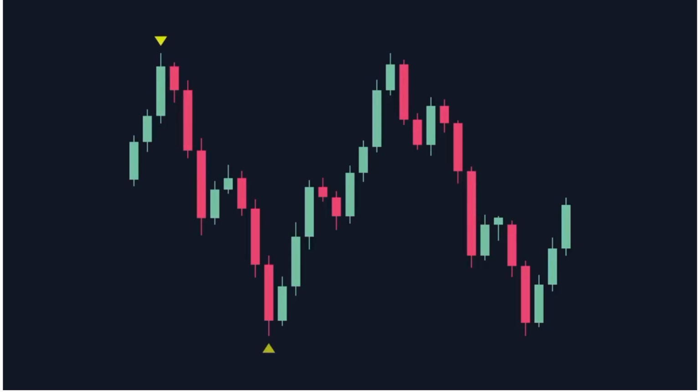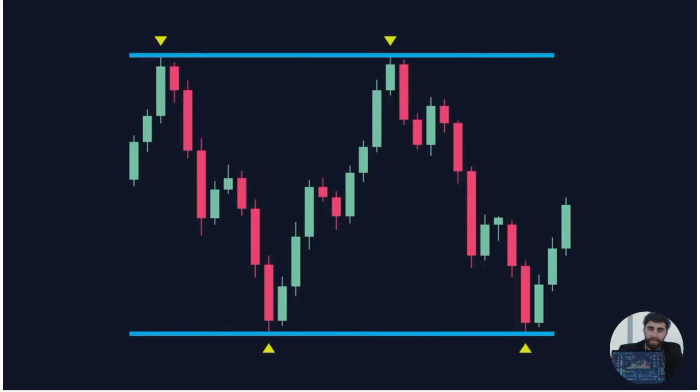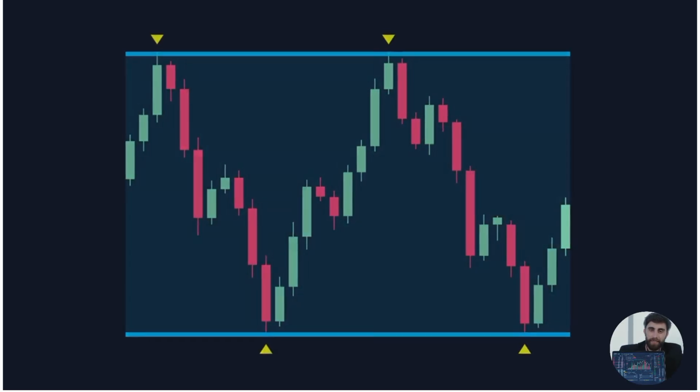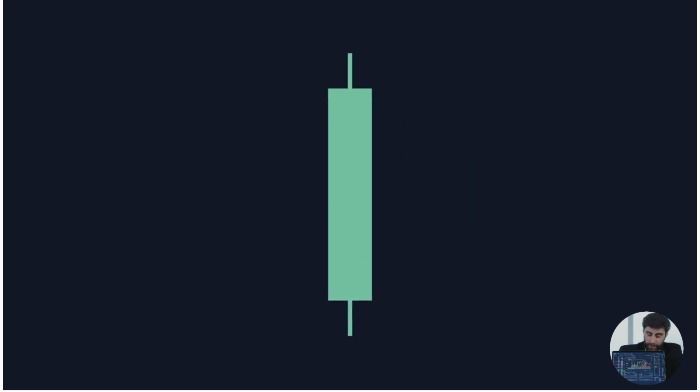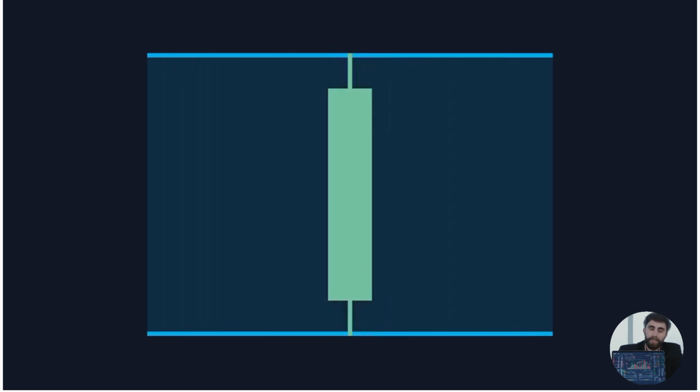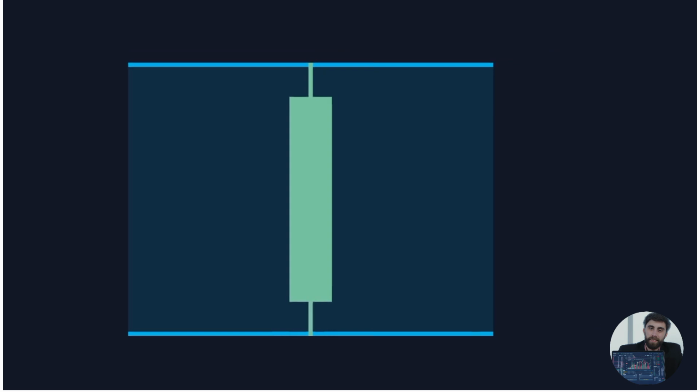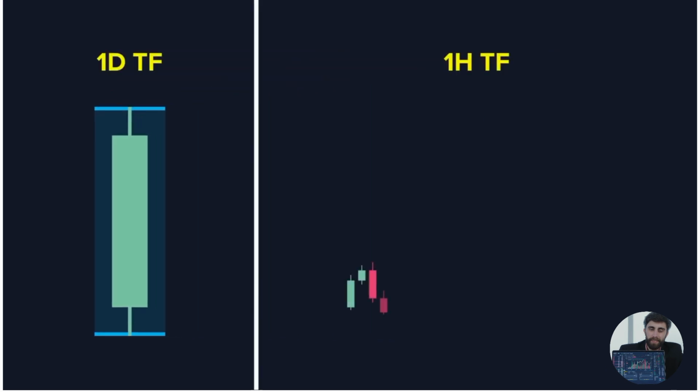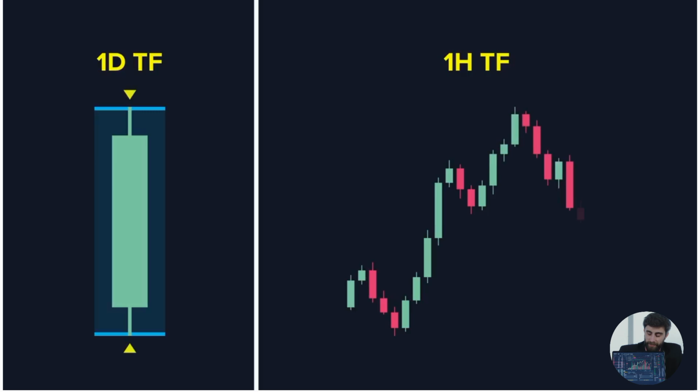When analyzing market structure, we typically use the highs and lows on the chart to define the range. But in candle range theory, the idea is that every individual candle actually holds its own range. And this makes sense, because when we look at this daily candle on the 1 hour time frame, we can see that the daily candle's wicks represent the 1 hour swing low and swing high, which in itself forms its own isolated range.